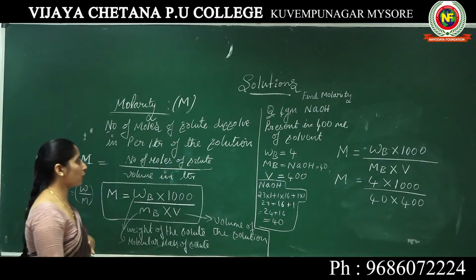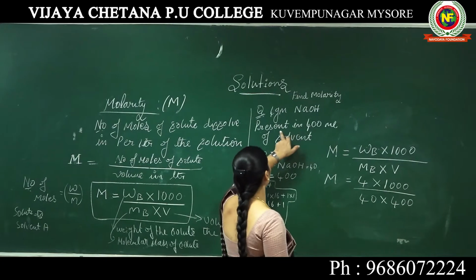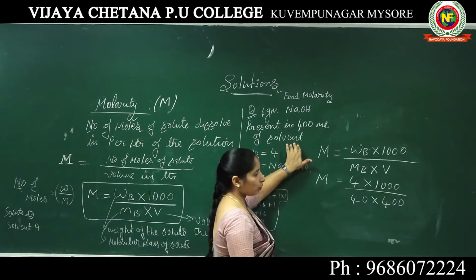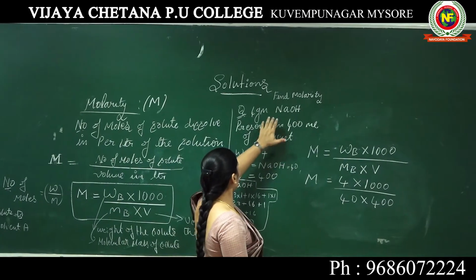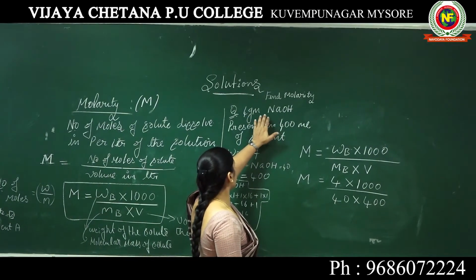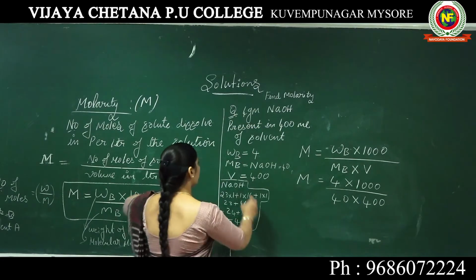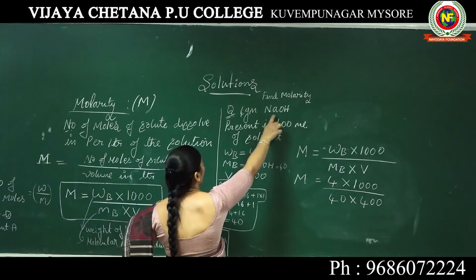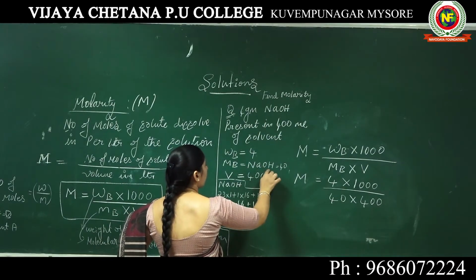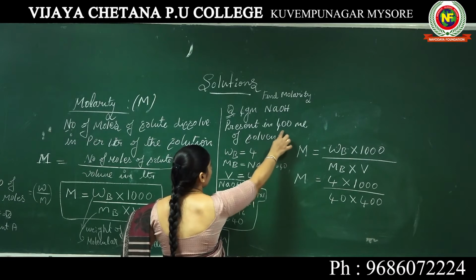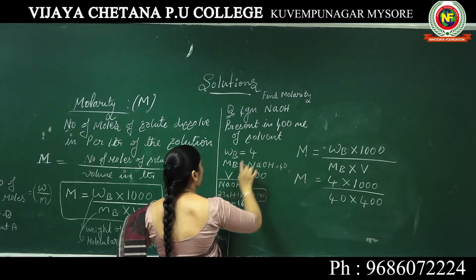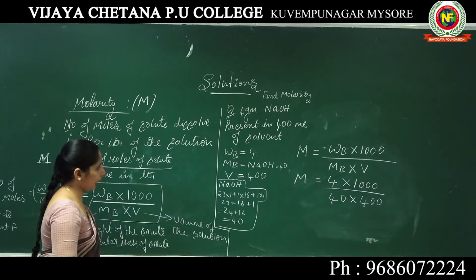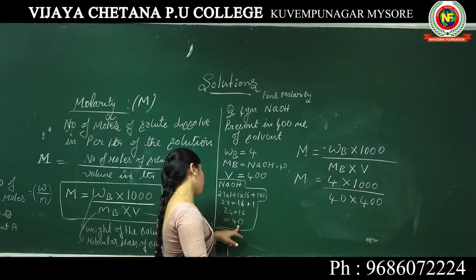So first we analyze the question. 4 gram NaOH present in 400 ml of solvent. We know that the 4 gram NaOH, 4 gram is the weight, means Wb is 4. Mb is the molecular mass of NaOH. Then 400 ml means the volume, V is equal to 400. Then you have to find out the molecular mass of NaOH. The molecular mass of NaOH is 40.